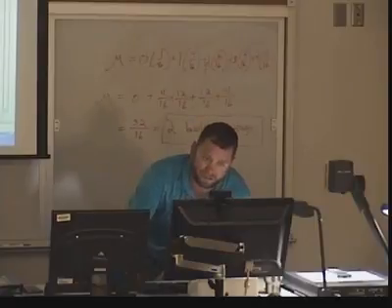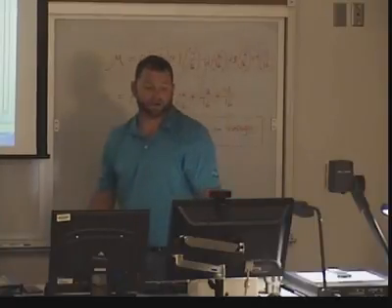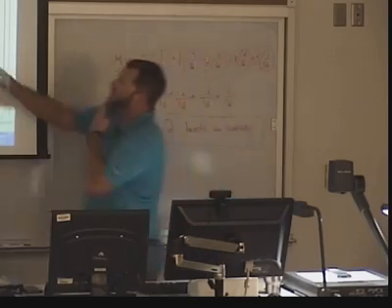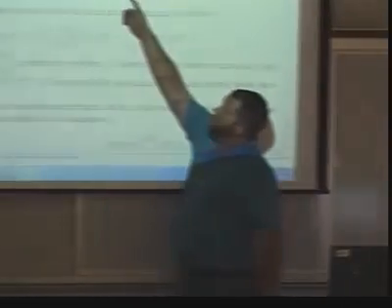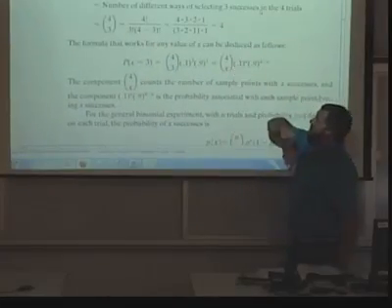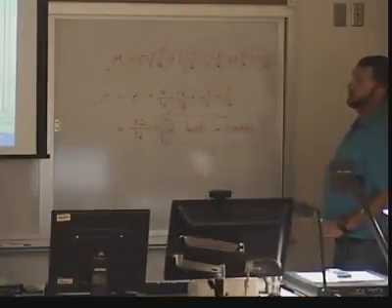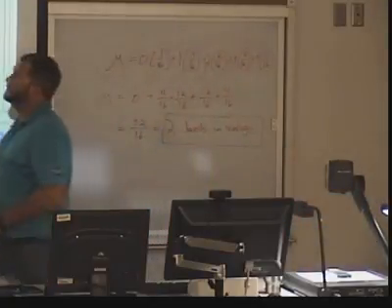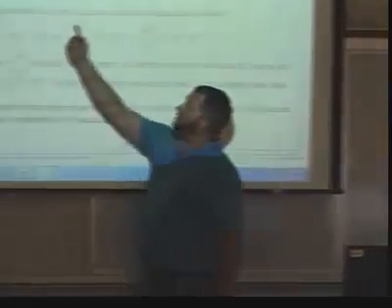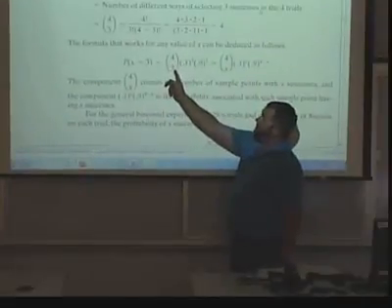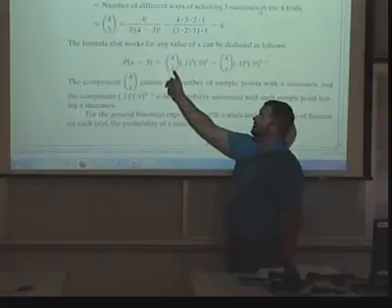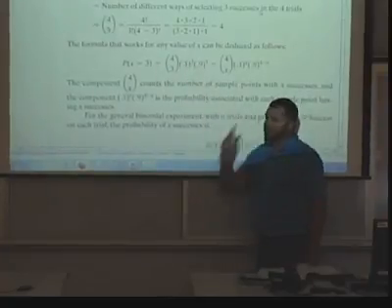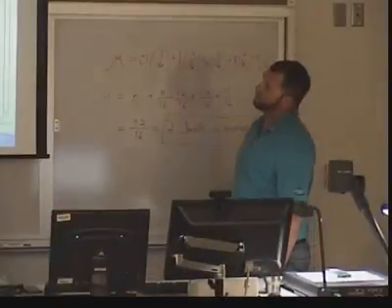So the number of different ways of selecting 3 successes in 4 trials. This is a way of coming up with the number of events in which there were exactly 3 successes. Notice that's just our combination formula that we've already learned. So it's the combination, the number of ways of getting 3 successes in 4 trials, times the probability of its occurrence, which is what's going on right here.